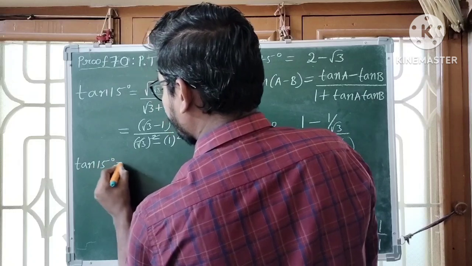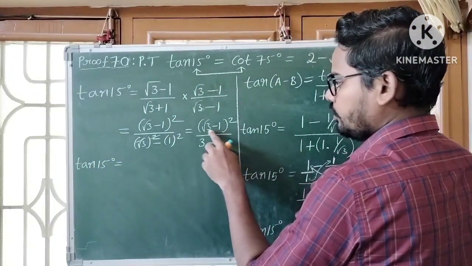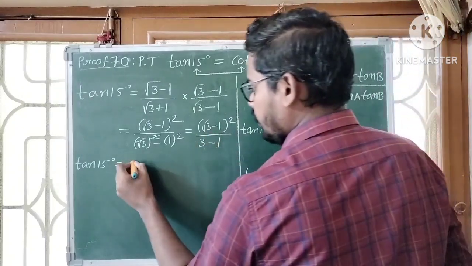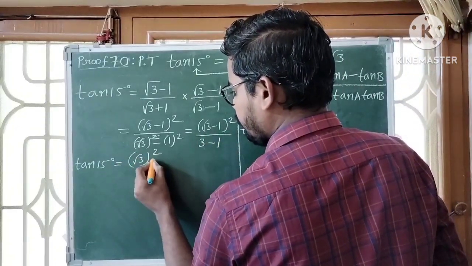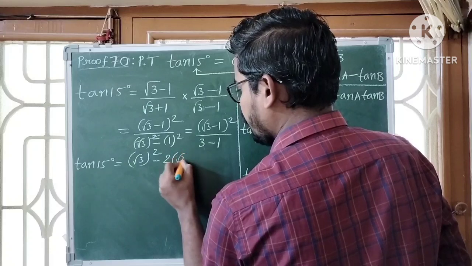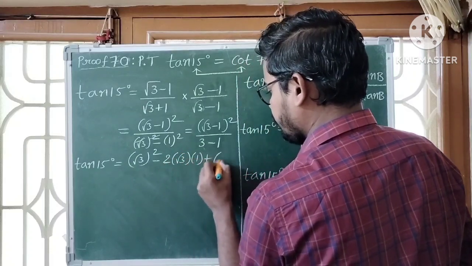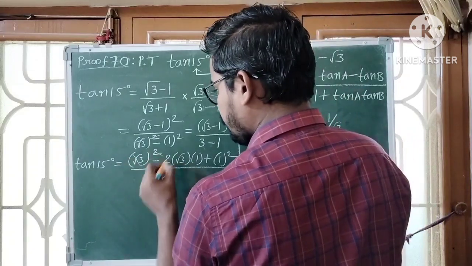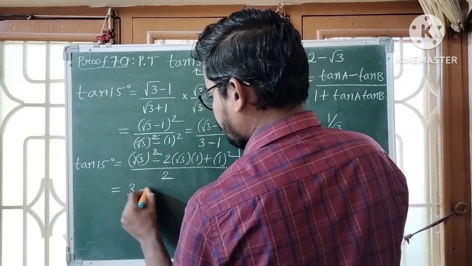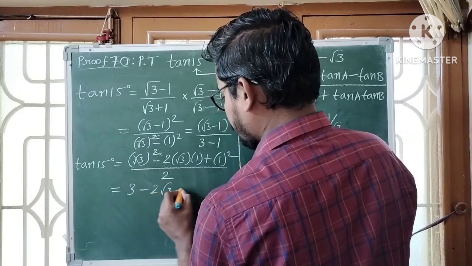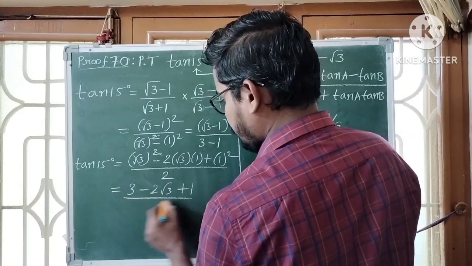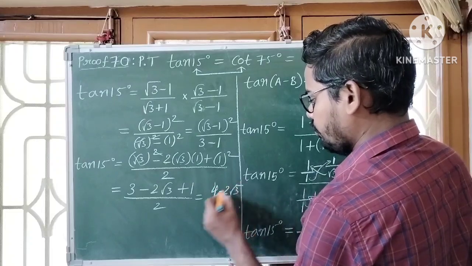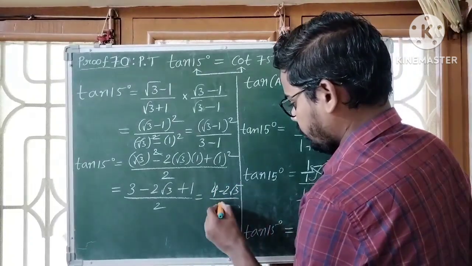Now look at the numerator, a minus b whole square. A is equal to root 3, b is equal to 1. The formula is a square minus 2ab plus b square: root 3 whole square, 3, minus 2 into root 3, 2 root 3, plus 1 square, 1. The denominator is 3 minus 1, 2, the square and root get cancelled. You will get 3 plus 1, 4, 4 minus 2 root 3 by 2.